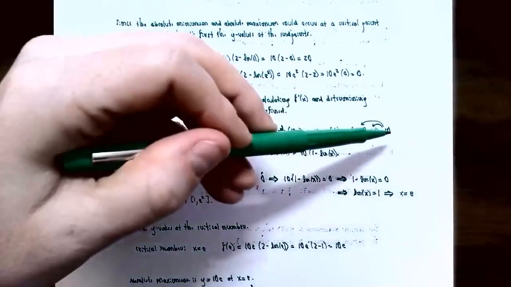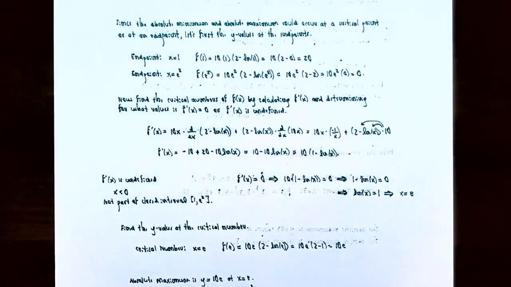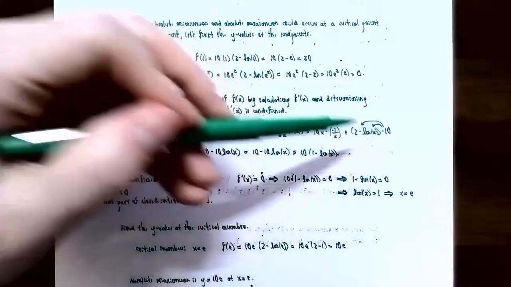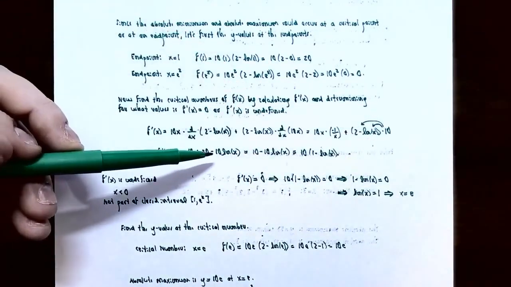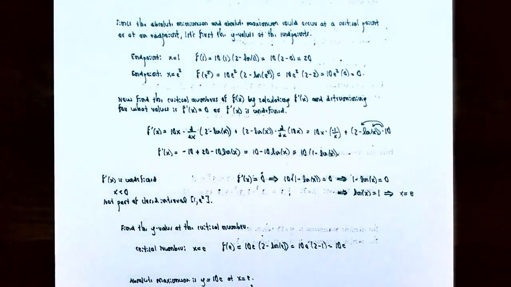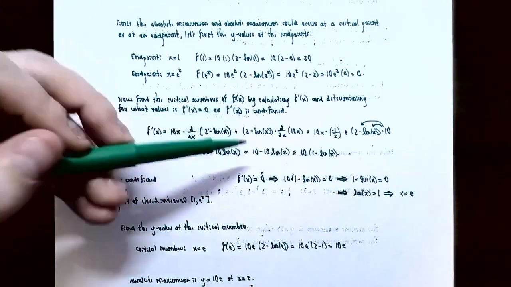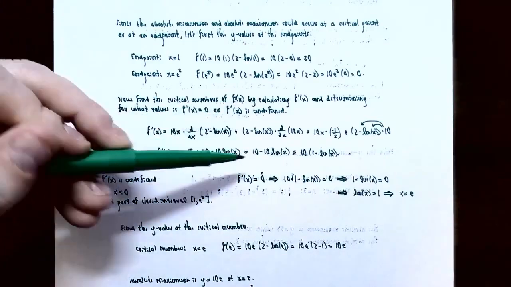And now the 10 distributed to the parentheses, you'll have 10 times 2 is 20. And then 10 times negative natural log of x will give you negative 10 natural log of x. So if you combine like terms, you'll have 20 subtract 10 is 10. And the other term is negative 10 natural log of x.